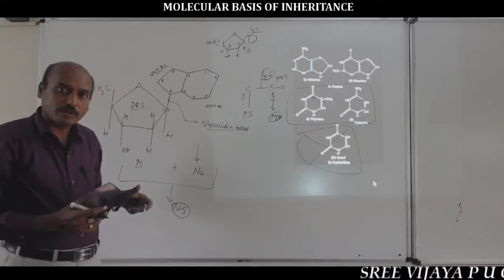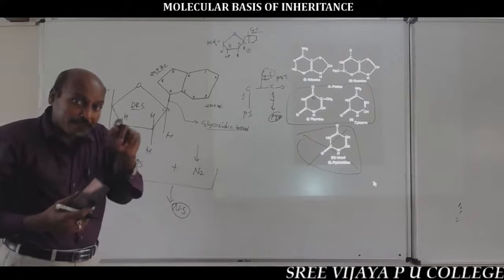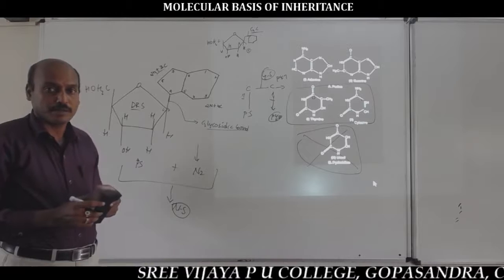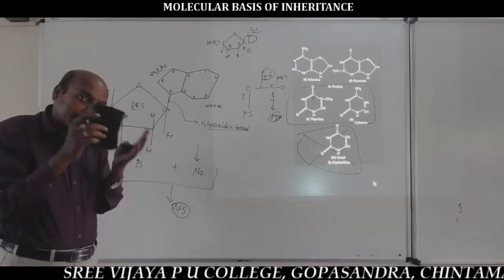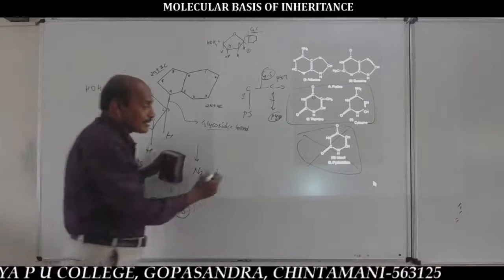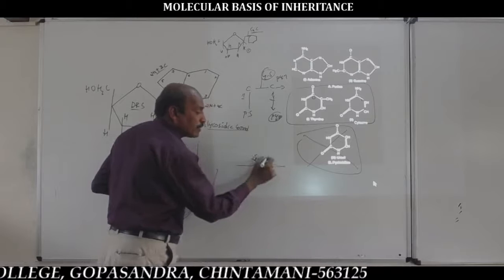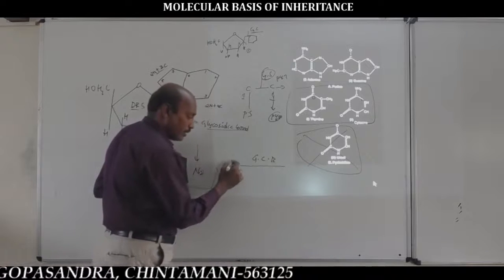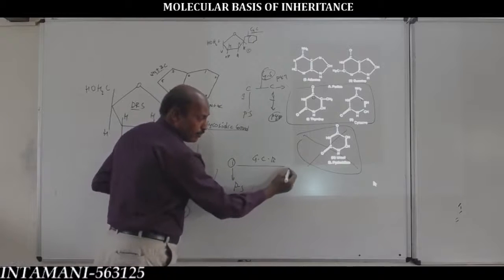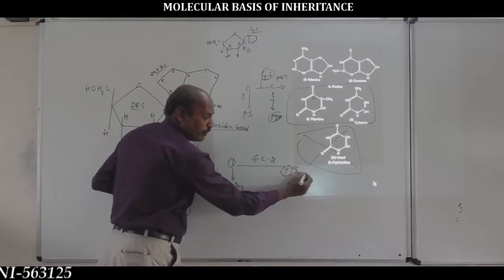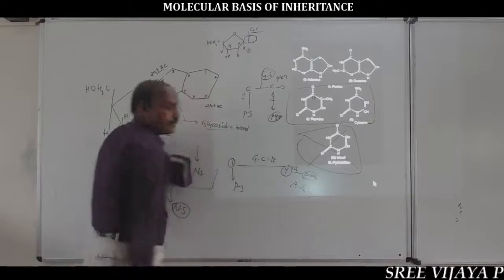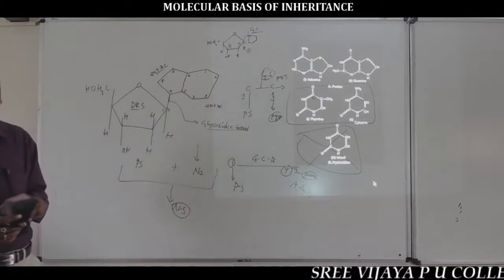In what kind of nucleosides? Pyrimidine nucleosides. You should remember: in purine nucleosides, the glycosidic bond is established between the first carbon atom of the pentose sugar and the ninth carbon atom of the purine base, either adenine or guanine. You should remember the statement.